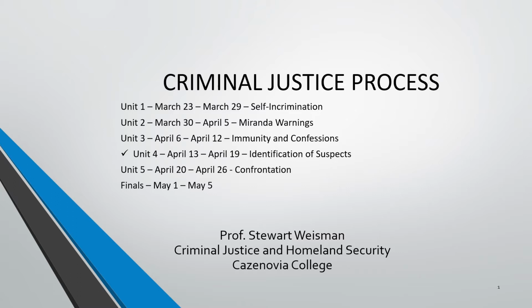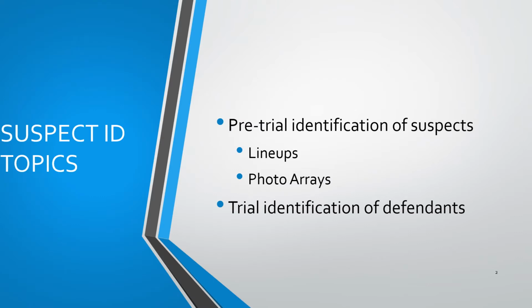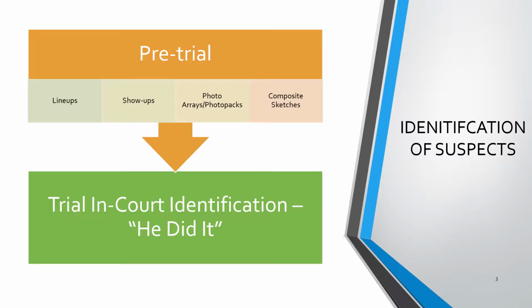This is Unit 4, and we will cover pretrial identification techniques used by law enforcement. In Unit 4, we will be looking at two types of pretrial identification of suspects methods, lineups and photo arrays, and also trial identification of defendants.